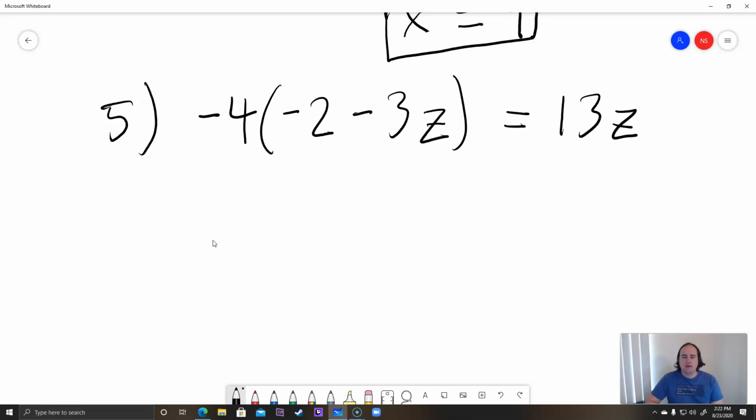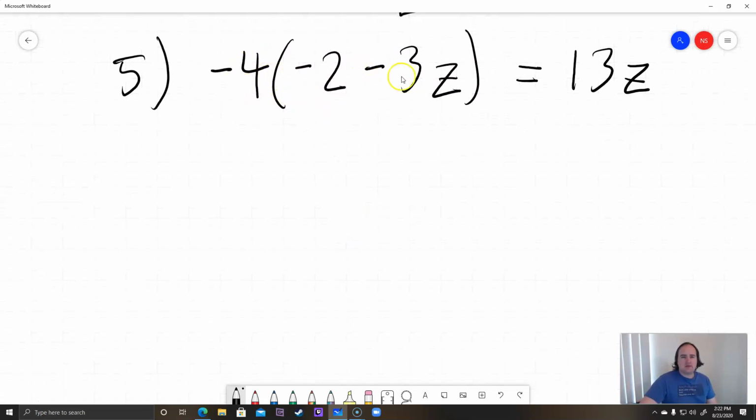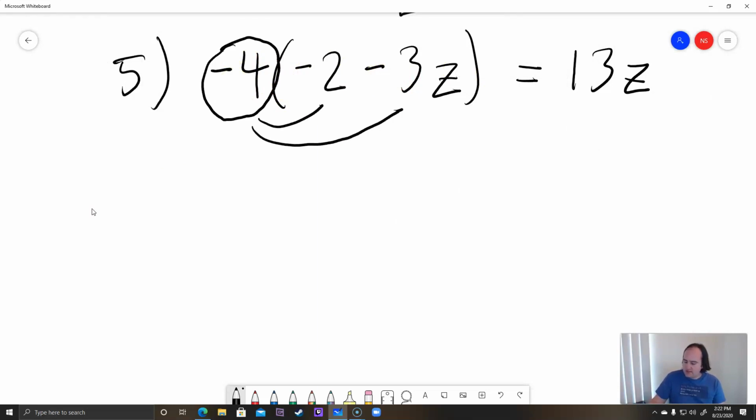And here we can't do anything yet because we actually have to simplify the left side. On the left side, what can we do to simplify here? Well, we have negative 4 multiplied times 2 terms. So we're actually going to have to distribute. We're going to distribute the negative 4 to each of those terms. And you have to distribute the minus as well as the 4.